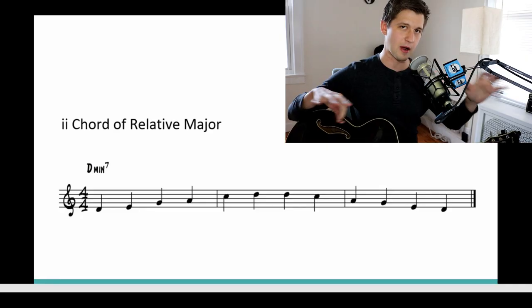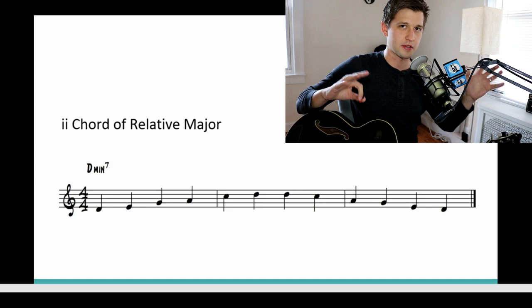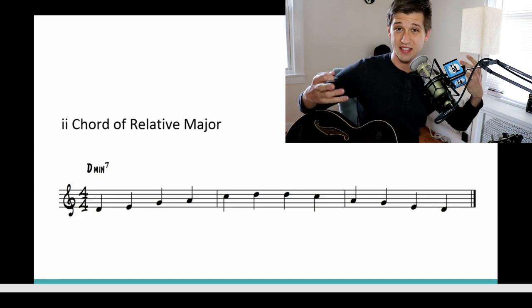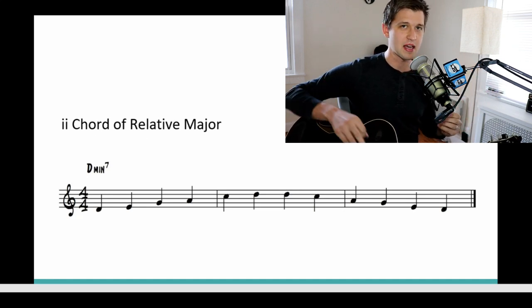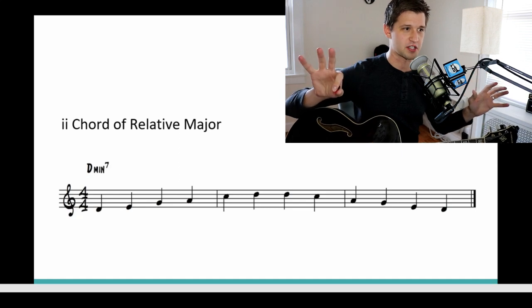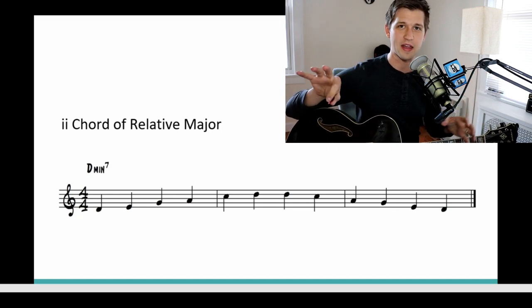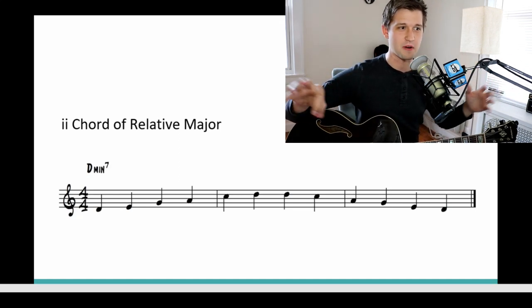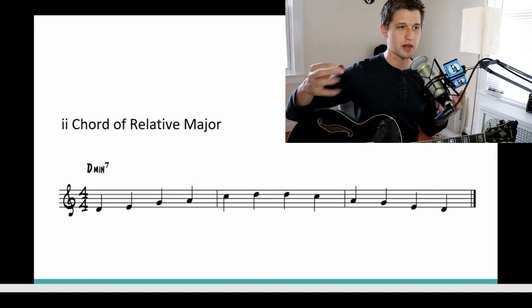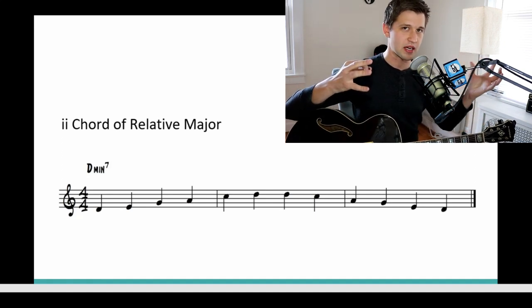All right, the next one is the 2 chord of the relative major. So now, I'm going to relate everything back to the relative major chord, which in this case is C major, so that we can really start to go outside of the obvious ones. And this is kind of the first example of one that strays away from the obvious. So the two relative majors. So the major key we're in is C major.